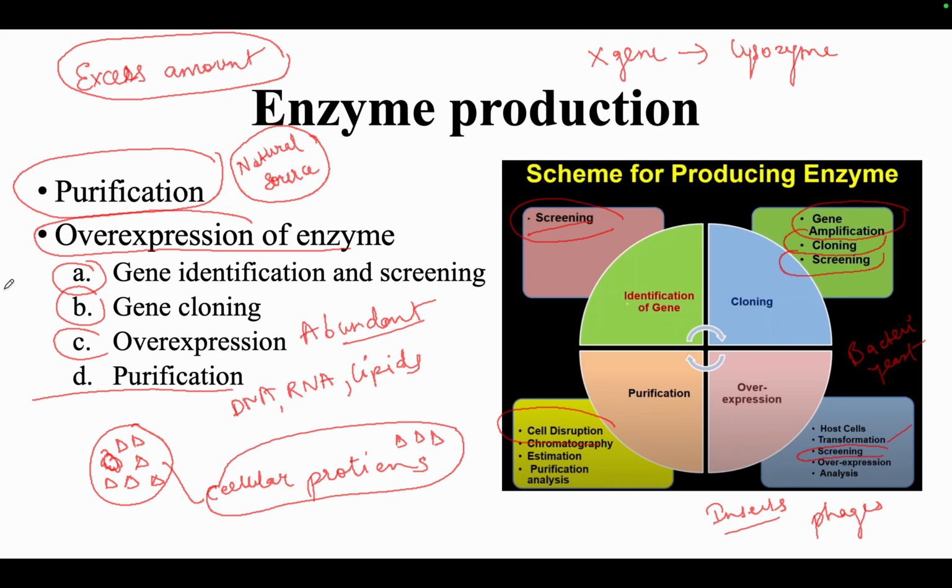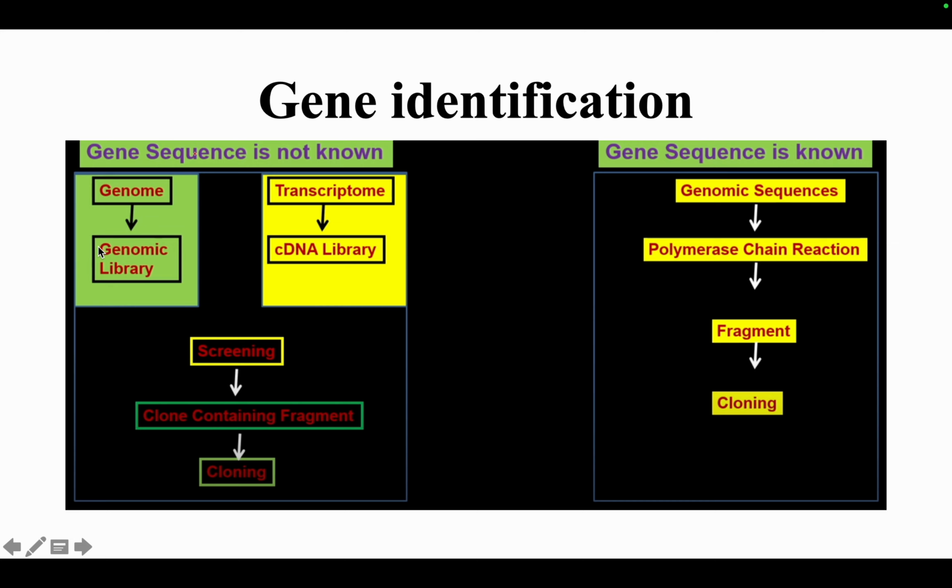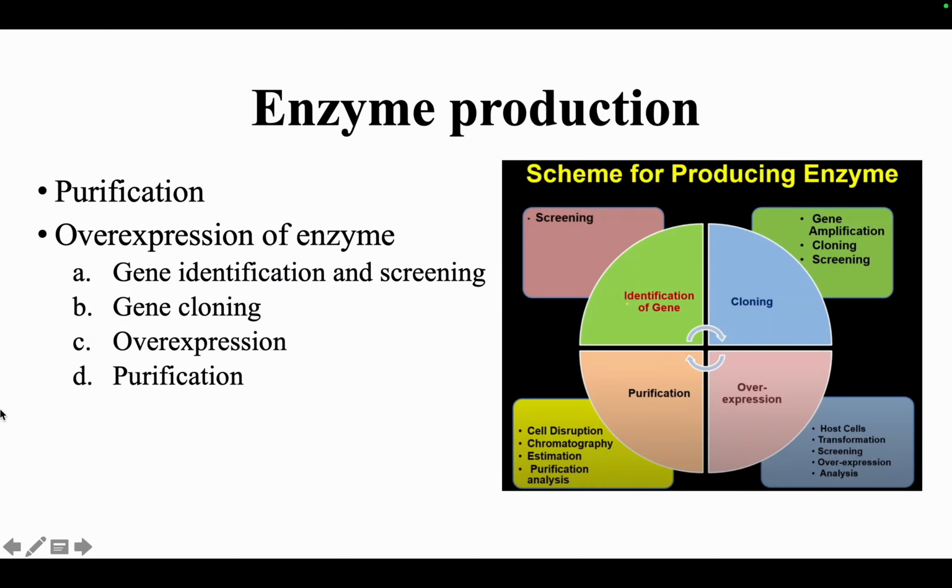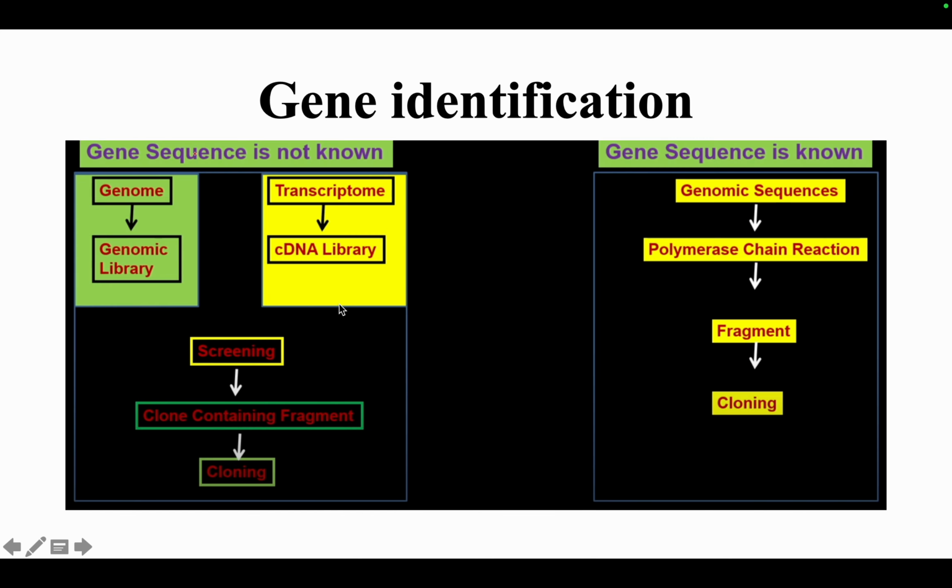So this is the overall general theme of today's lecture, that we'll work around majorly these 4 steps only. Okay, so the gene identification, we'll study each of these steps in detail. So the first step is gene identification and screening. Further, as I mentioned, it could be divided into two.